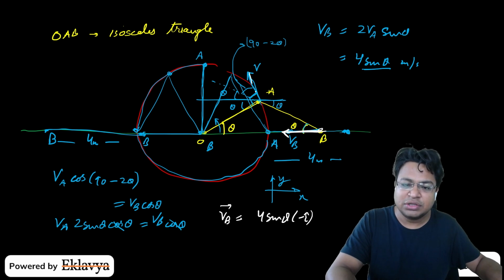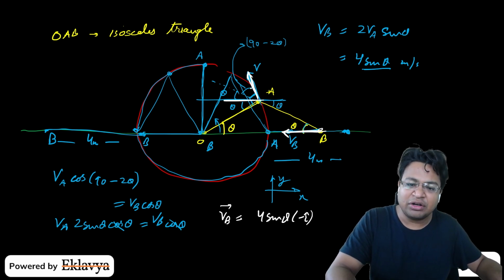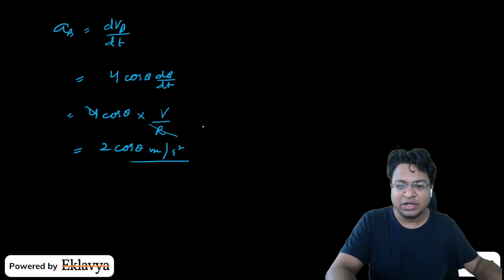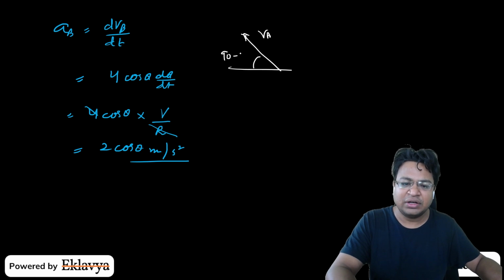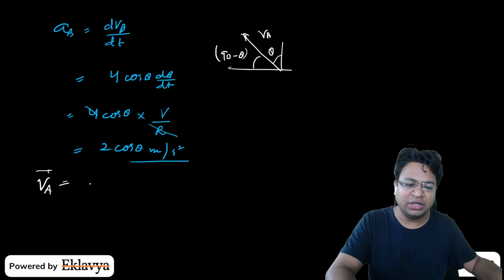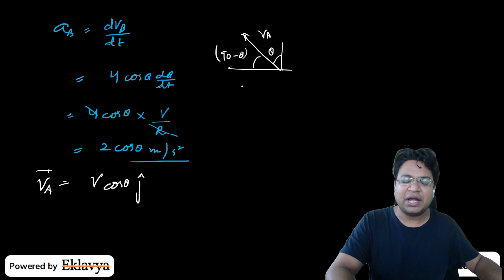What about VA vector? So VA vector is making an angle of 90 minus theta with the x-axis, with the negative x-axis. So let me do it on the next page. So VA vector is like this, and it is making an angle of 90 minus theta with the x-axis, or you can say theta with the y-axis. So when we are trying to write VA vector, it would be V cos theta j cap, and cos of 90 minus theta will become sine theta.